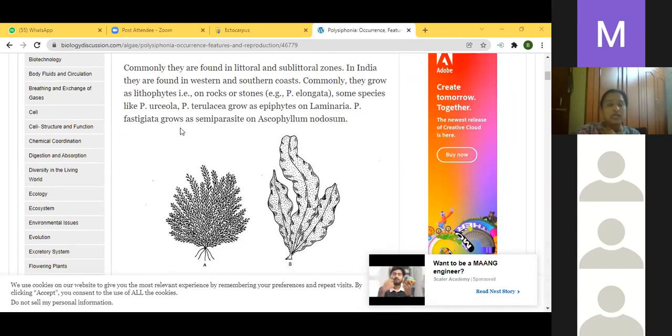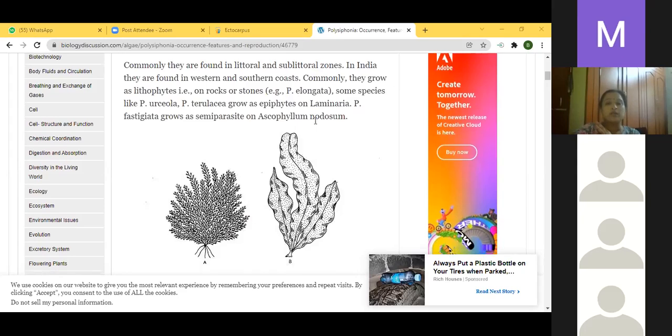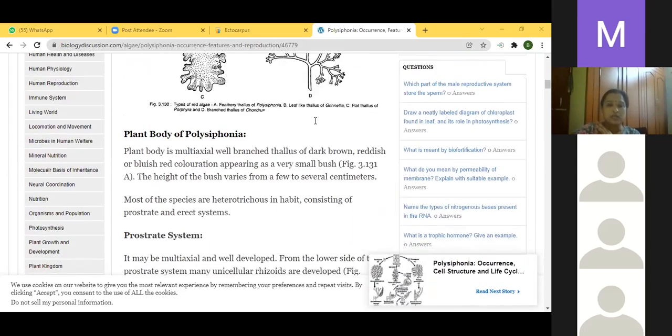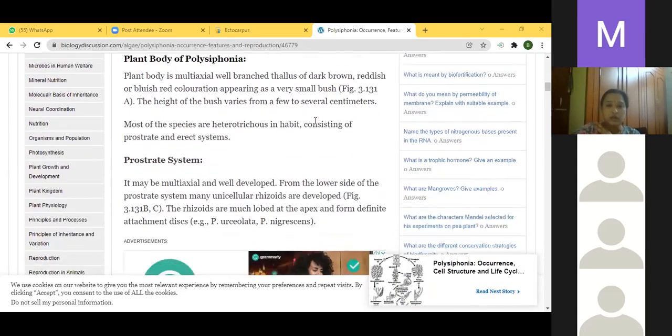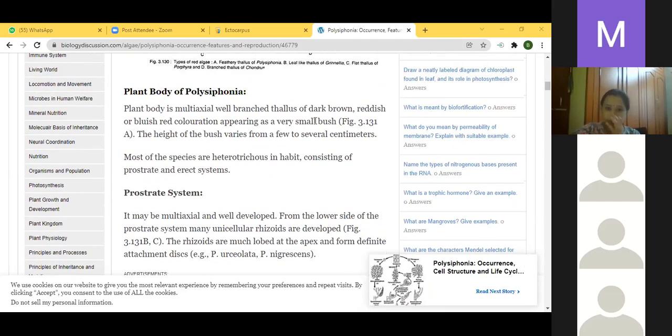Polysiphonia fastigiata grows as semi-parasitic, some periparasitic, on Ascophyllum. This is the habitat, girls. Did you understand the habitat? Yes, ma'am.